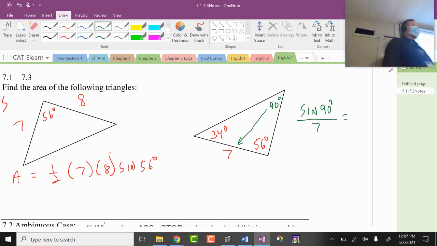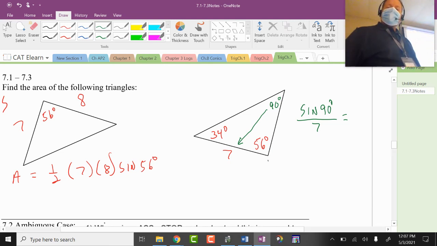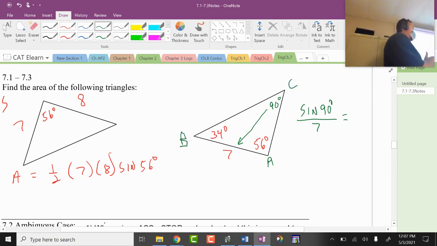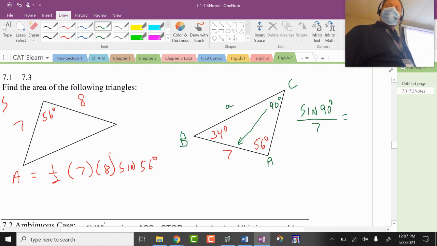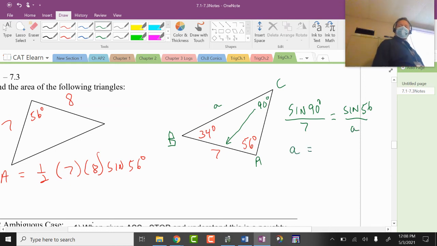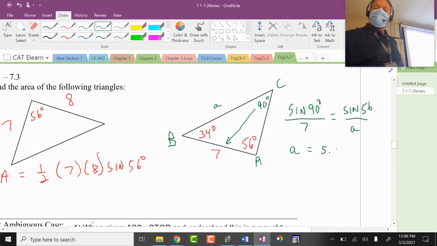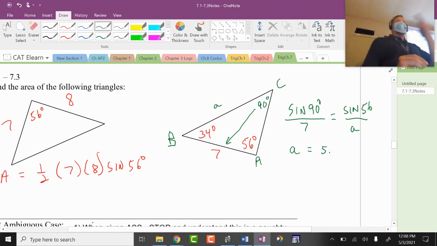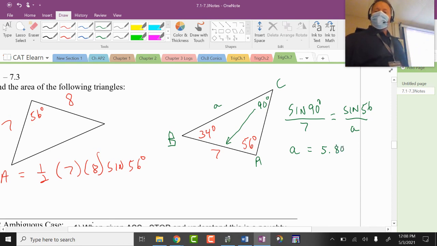Who do you want to find? It doesn't really matter. Let's call this A, and name this triangle ABC so we know how it fits the formula. I'm going to find side A, and this is sine C over c. So sine 56. Go ahead and do the cross multiply and then calculate. So it's 7 sine 56 divided by, give it out all the way because we're going to save that in our calculator: 5.8023.